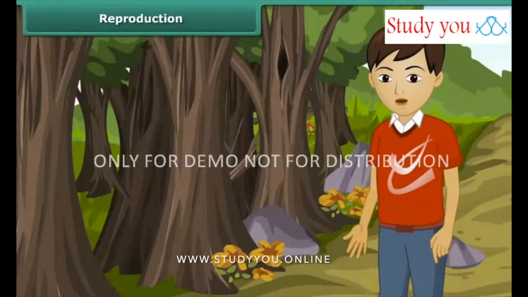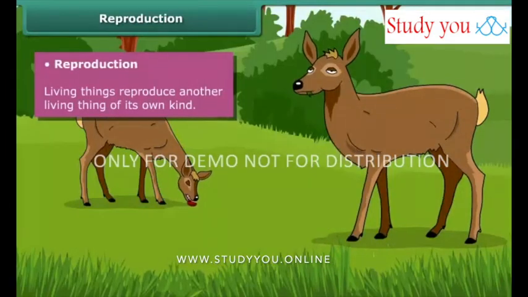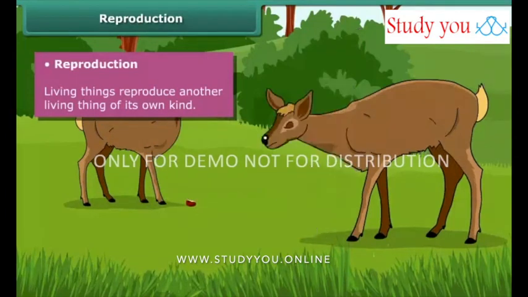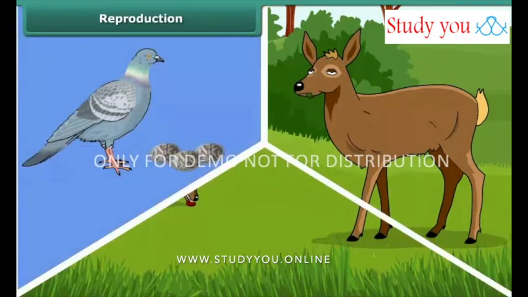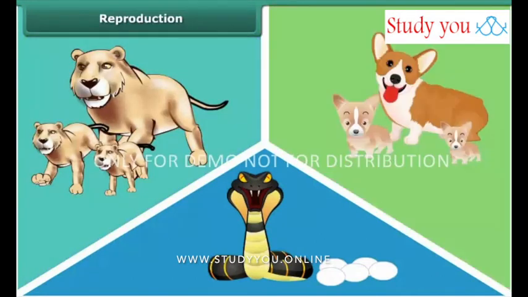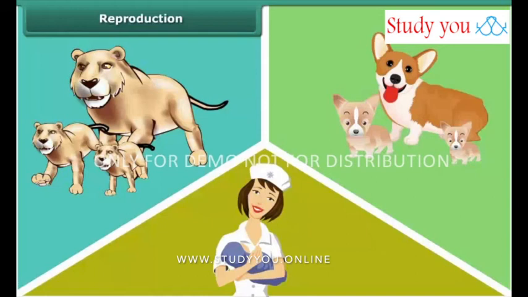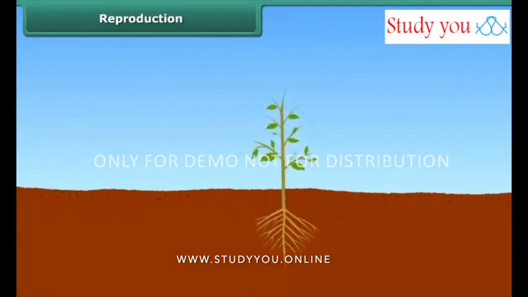A very important characteristic of living things is reproduction. All living things have the ability to reproduce another living thing of its own kind. Animals like pigeons, snake, and frog lay eggs, while some animals like lion, dog, and human give birth to the young ones of their own kind. Plants reproduce through seeds or some other parts of the plants.